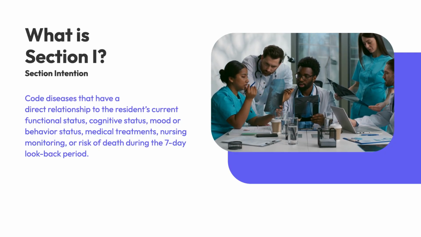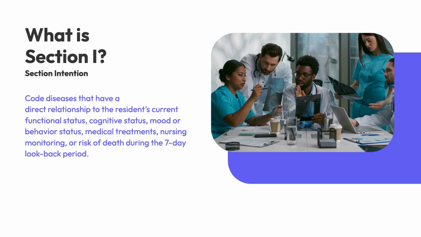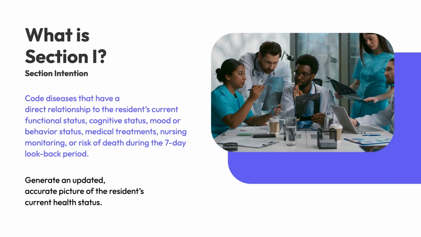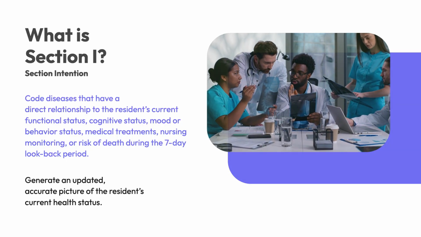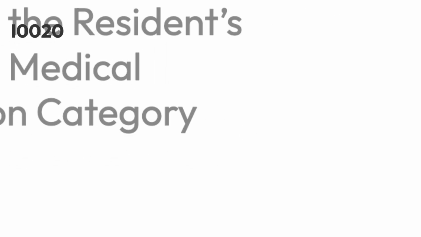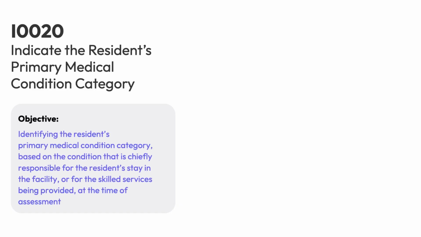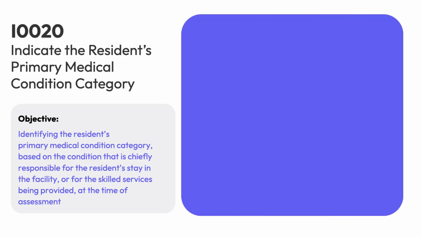One of the important functions of the MDS assessment is to generate an updated, accurate picture of the resident's current health status. Our section begins with item I0020, indicate the resident's primary medical condition category. For this item, we will be identifying the resident's primary medical condition category based on the condition that is chiefly responsible for the resident's stay in the facility or for the skilled services being provided at the time of assessment.